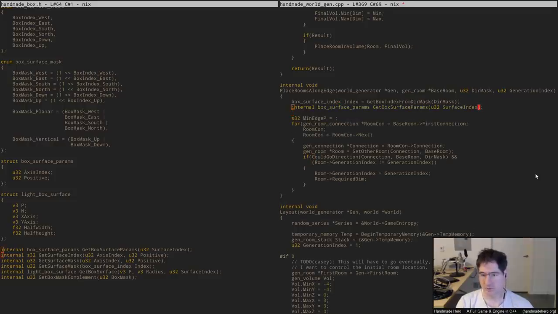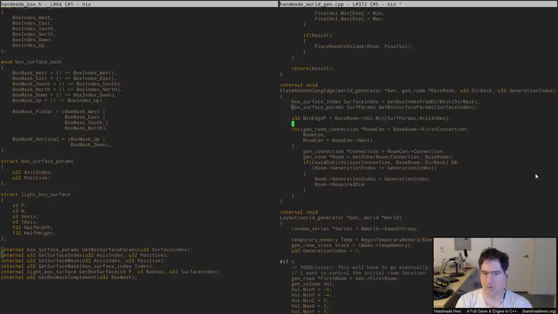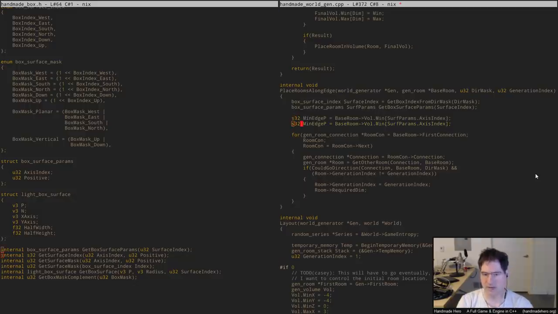So if I use the surface index that I got out of my dir mask, then when I get the surface params, I can look at the axis index and say that whatever the room that I'm in, I can now ask what its minimum value is for that axis. So now I know what the minimum and maximum values are that I could place along my edge, right? I know what those are. So as I place things, I know how to place along that edge actually quite well, right?